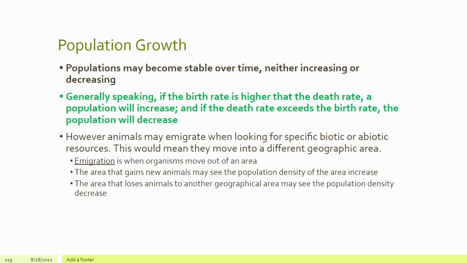However, animals may immigrate or move to an area when looking for a specific biotic or abiotic resource. This would mean they move into a different geographic area. And emigration is when organisms move out of an area. So the area they move into may gain more in population. The area they leave may see that population decrease. And the area that gains new animals may see then an increase in population density. And the area that loses animals to another geographical area may see the population density decrease.